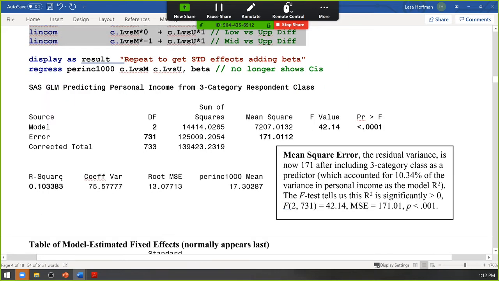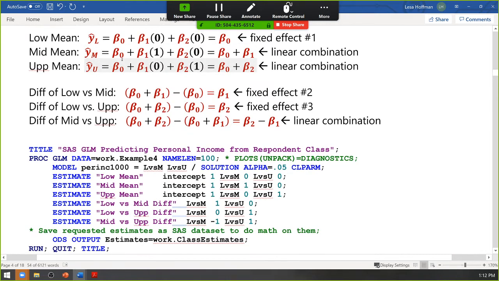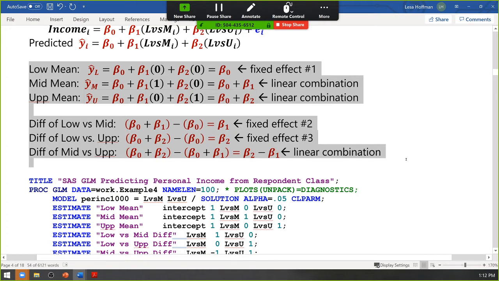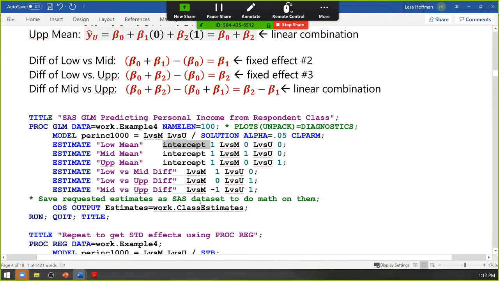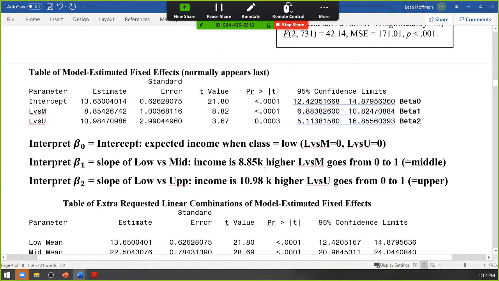We're asking the software to plug in the values. So the statements, their logic is right up here in terms of what they're doing. The words themselves refer to the betas that go with them. So the word intercept in SAS or constant in Stata refers to beta 0. The words L versus M refers to beta 1, and L versus U refers to beta 2. So whatever those beta values become are used in this equation. So the results then show up down here.